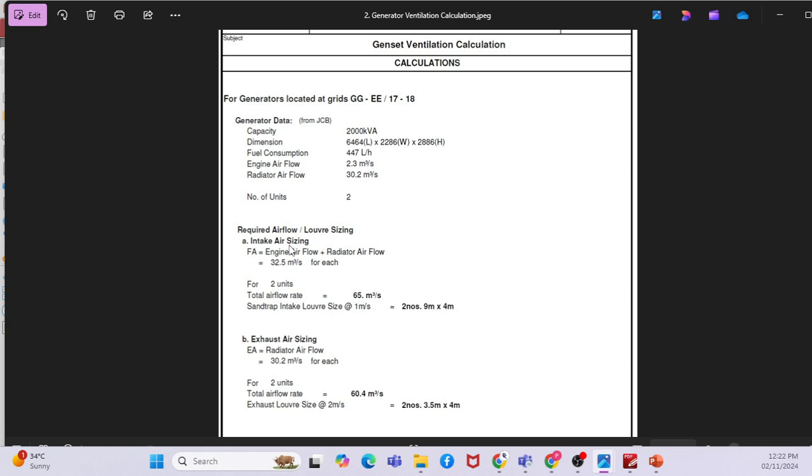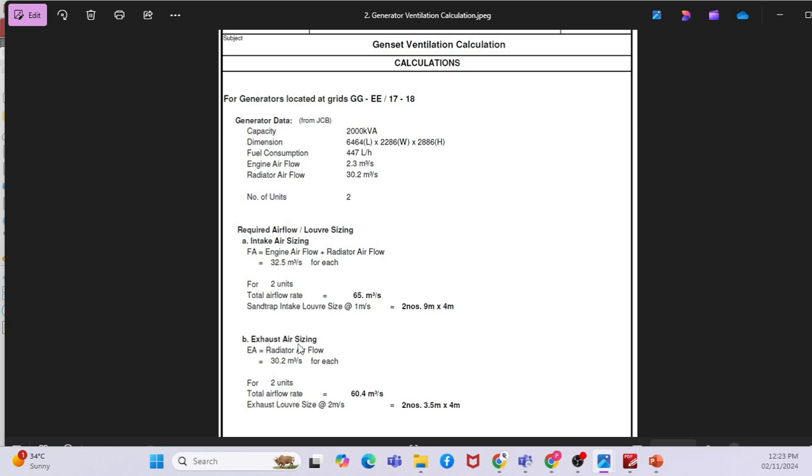So what is the intake air sizing? You can see engine airflow plus radiator airflow, which is 30.2 plus 2.3. So this is the flow of the intake air sizing. If you have 2 units, then your total airflow rate will be 65 meter cube per second. So the sand trap intake louver will be sized for 65 meter cube, right?